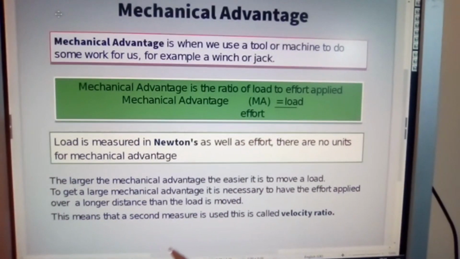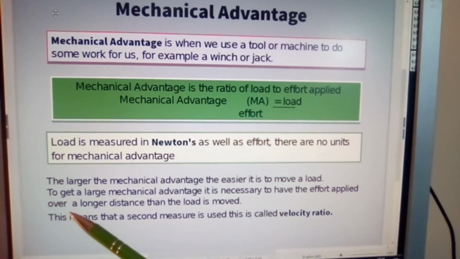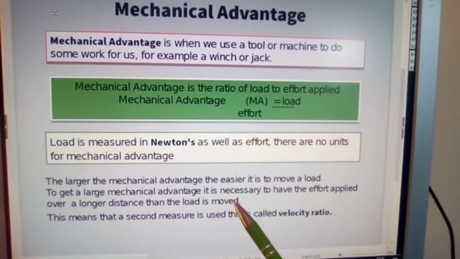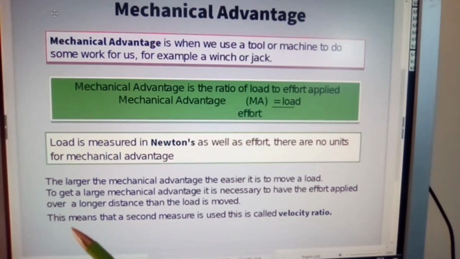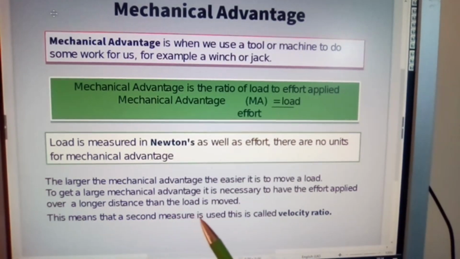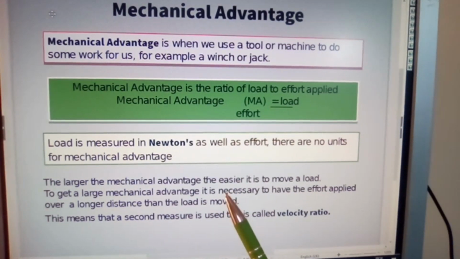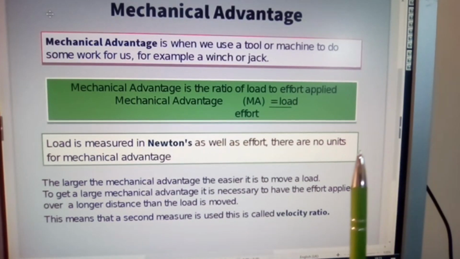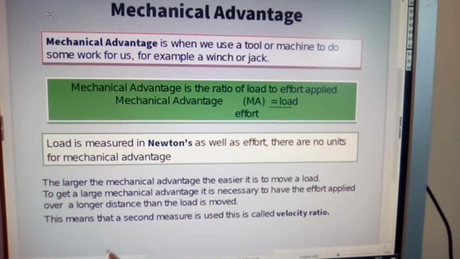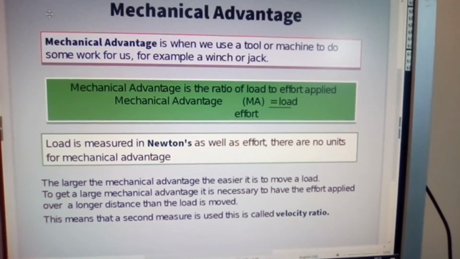The larger the mechanical advantage, the easier it is to move a load. To get a large mechanical advantage, it is necessary to have the effort applied over a longer distance than the load is moved. Again, back to making my spanner longer from 1 foot to 3 feet, that will give me a mechanical advantage. This means that a second measure is used. This is called velocity ratio.